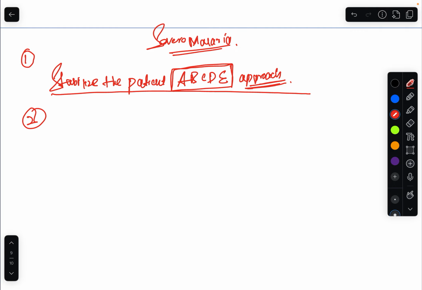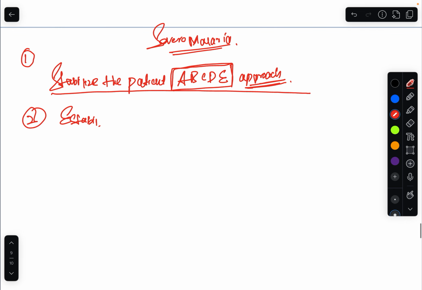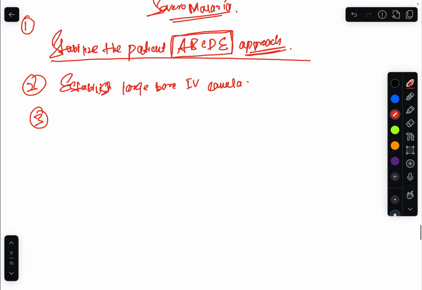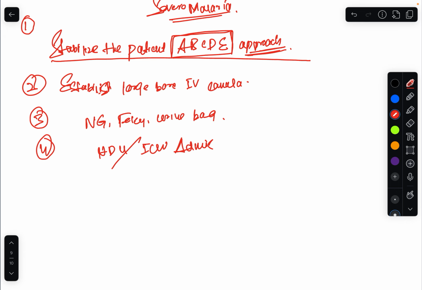Second, we will establish a large bore IV cannula. Third, we will pass an NG tube, Foley's catheter and urine bag. We will consider early HDU or ICU admission in severe malaria because it is life threatening. And number 5, we will do vital monitoring. These are general things we can do.